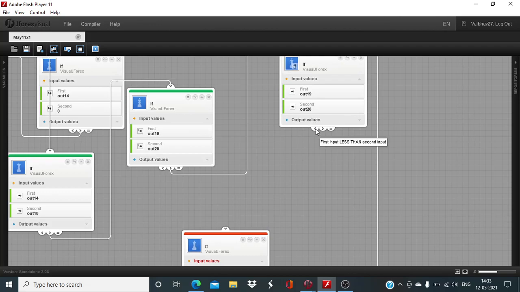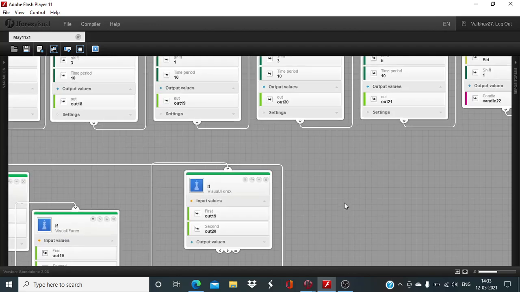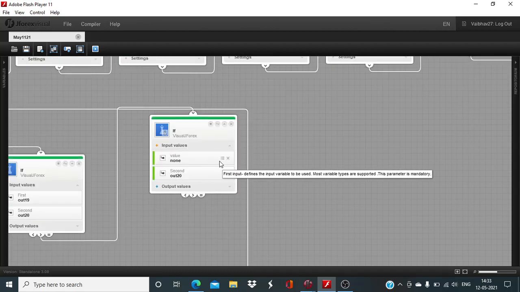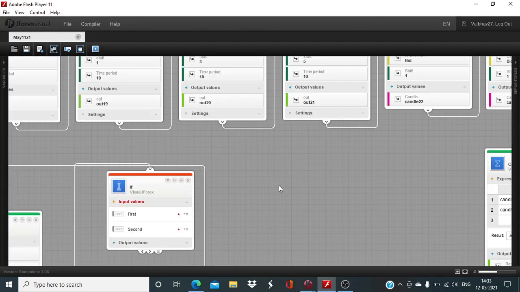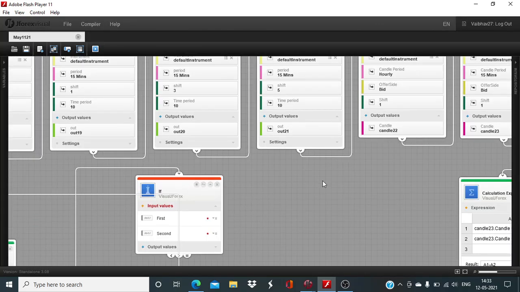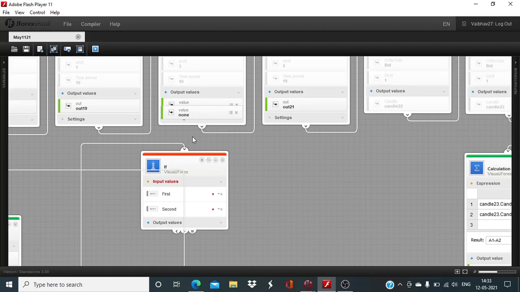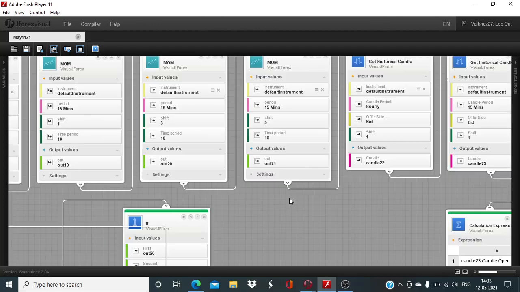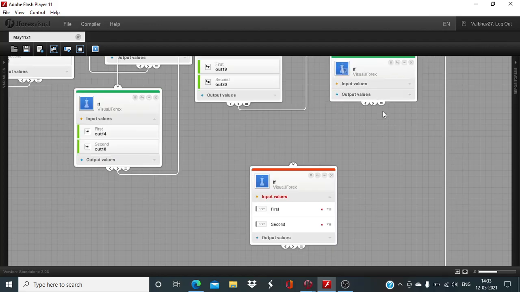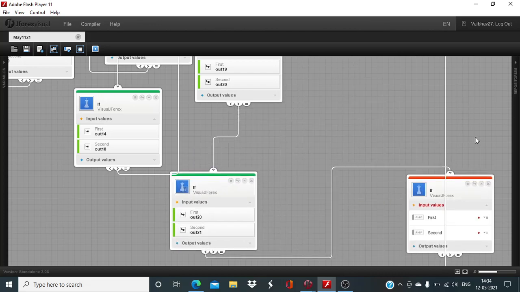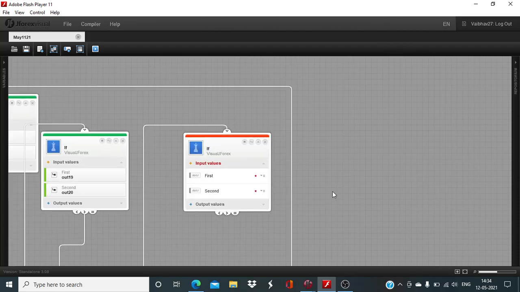Now first input less than, oops, some mistake here. Out 20 should be less than out 21. First input less than second input. Okay.